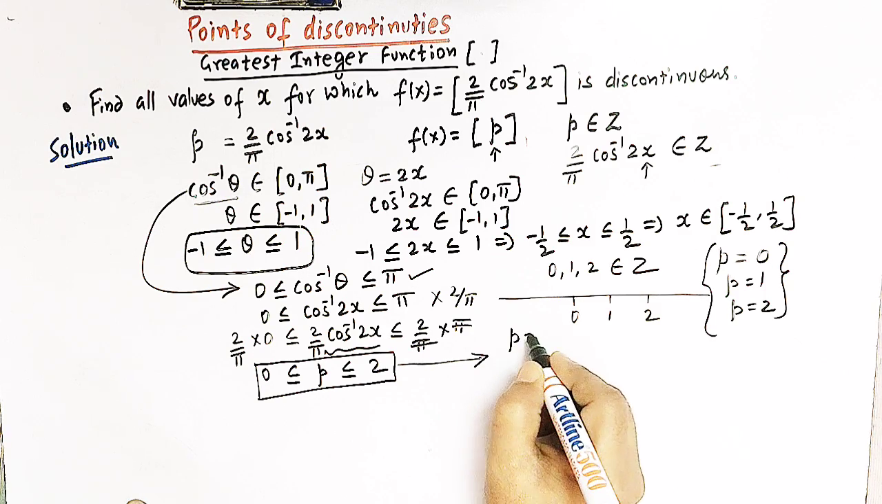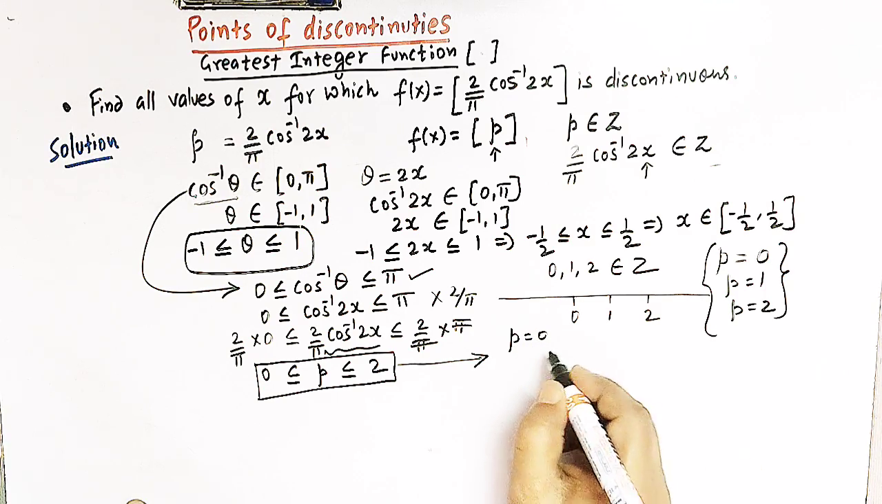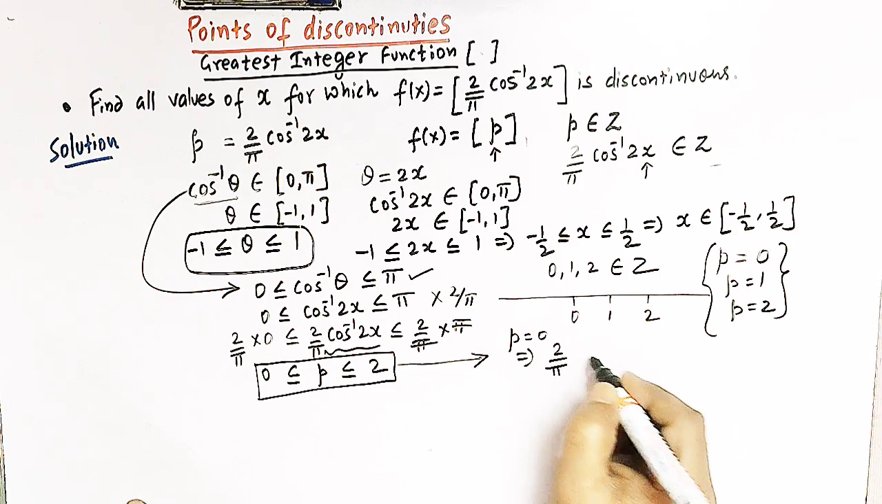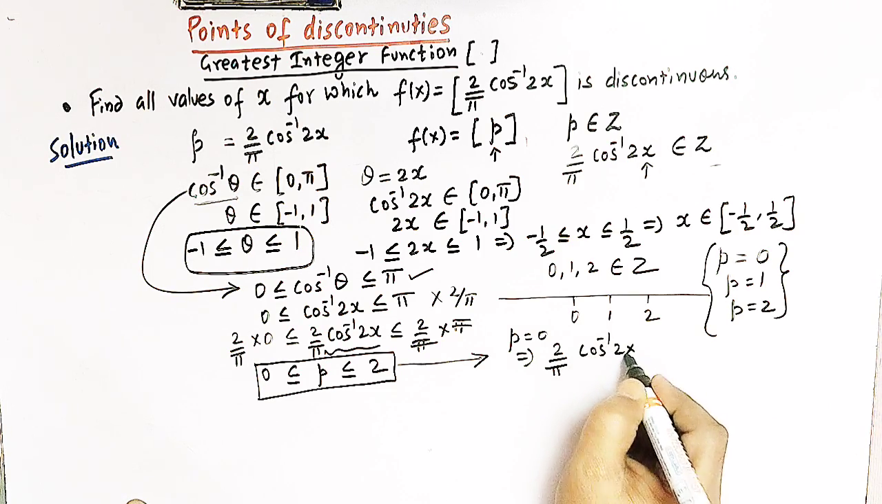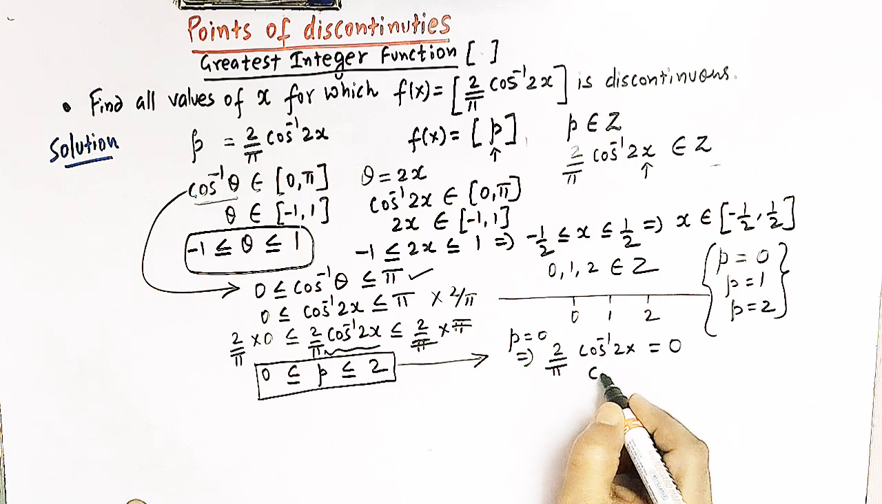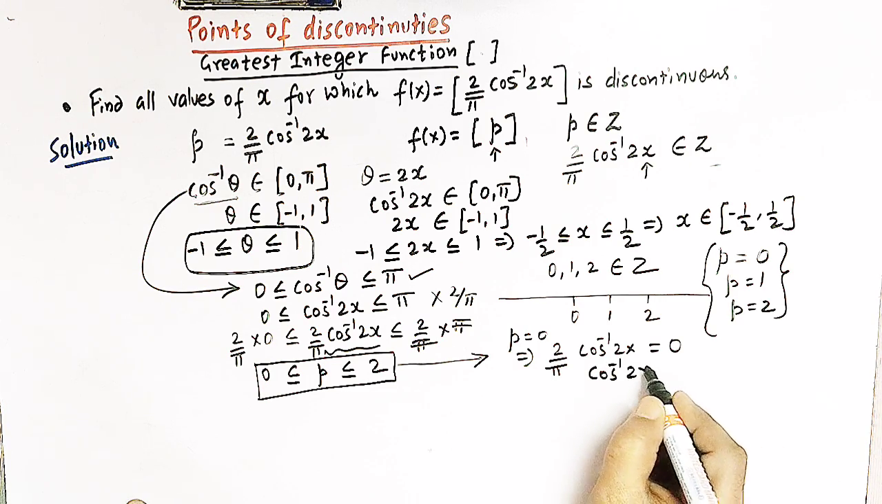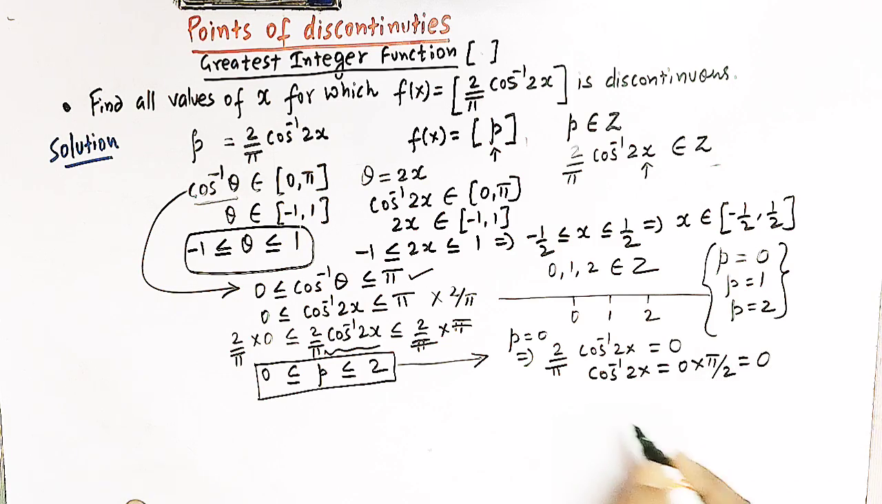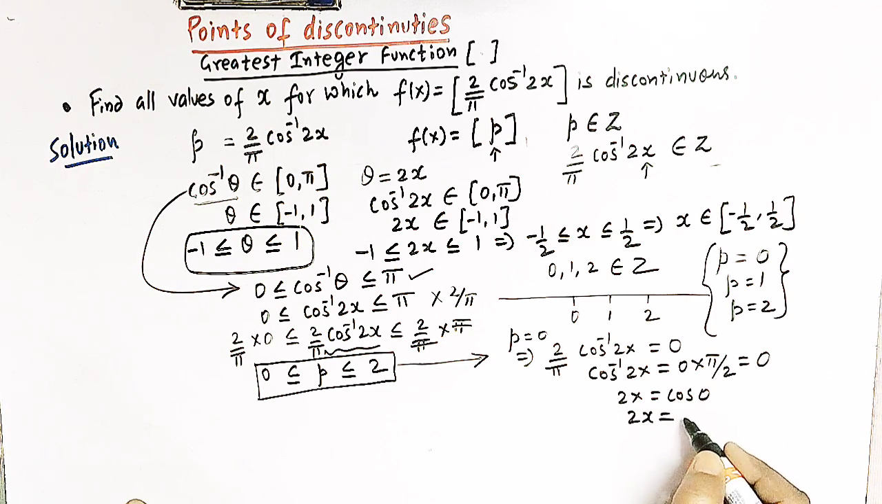So let us take p is equal to 0. So when p is equal to 0, p is 2 over pi cos inverse 2x, that is equal to 0. So now from here we have cos inverse 2x is equal to 0 times pi over 2, that is 0. So 2x can be written as cos 0. So we have now 2x is equal to cosine 0 is equal to 1. So x is equal to half, right?